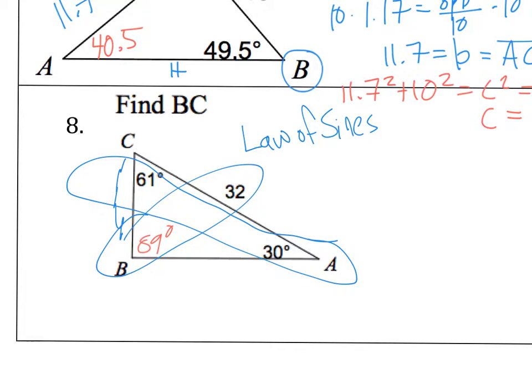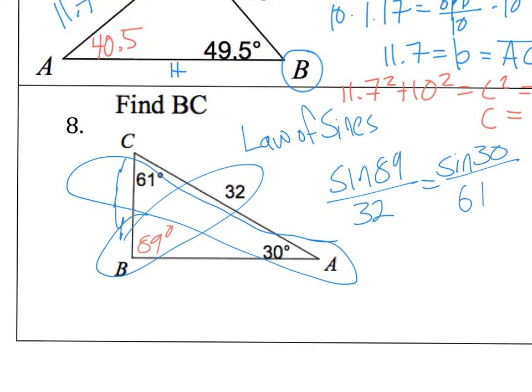Let's set this up. We've got sine of 89 over 32 is equal to sine of 30 over x. That's my unknown. I don't know why I just put the angle in there. I see that error all the time, and I don't want to incur it. So if I do sine of 89 divided by 32, I get 0.0312, and that's equal to sine of 30, which is 0.5, over x.